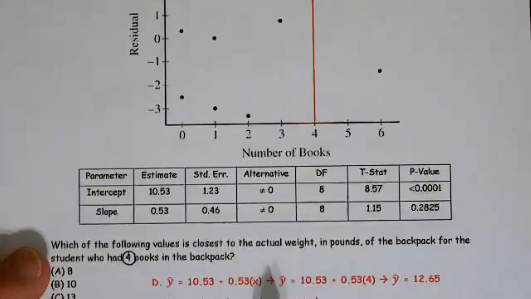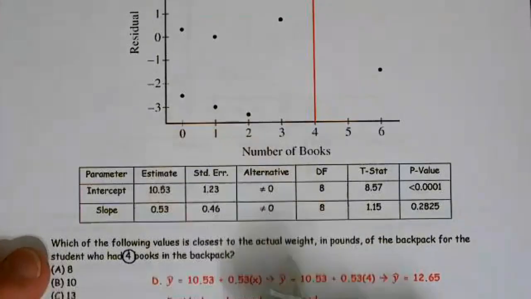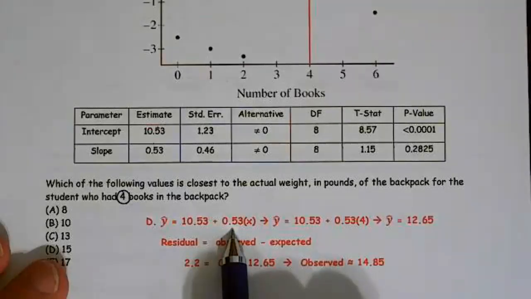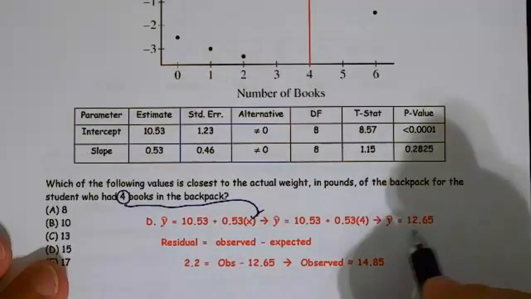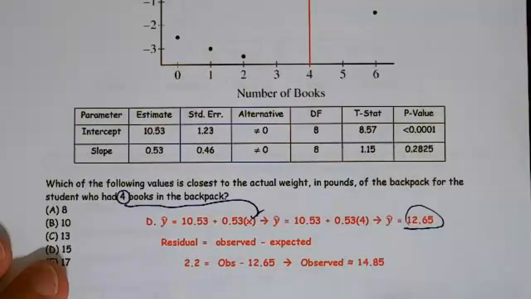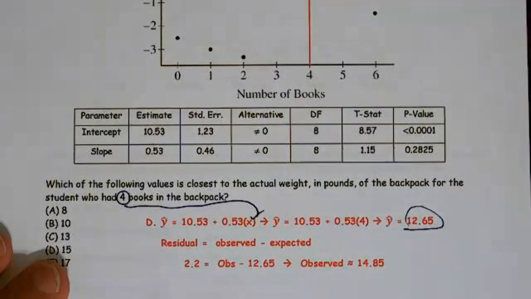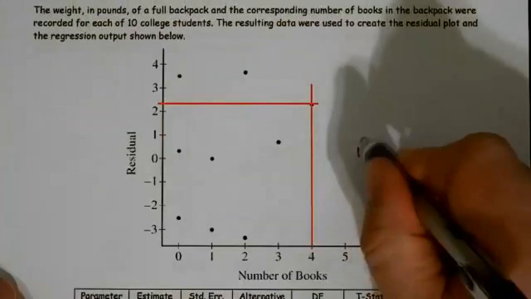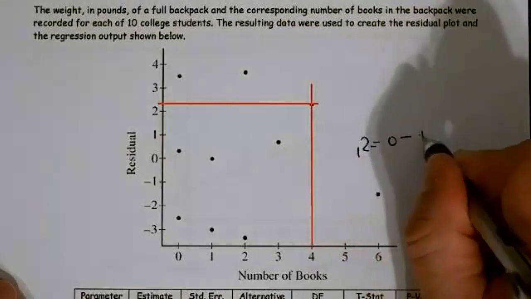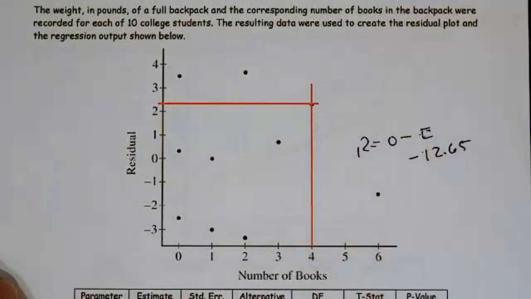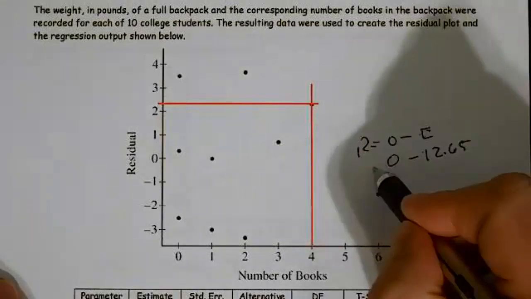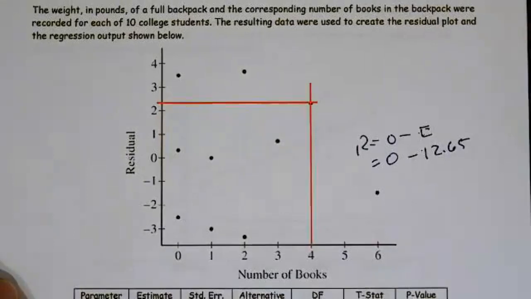All right. So there's my slope, there's my y-intercept. So there's my equation: y equals 10.53 plus my slope times x. Well, x happens to be the 4, so I'm going to plug that in. When I do that, I find out that I'm predicting 12.65. Remember, residual equals observed minus expected. We just said we expect 12.65, and we want to know the observed, that's what we don't know. But we can estimate our residual.